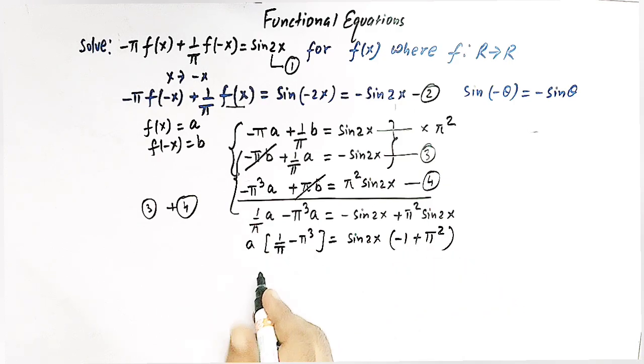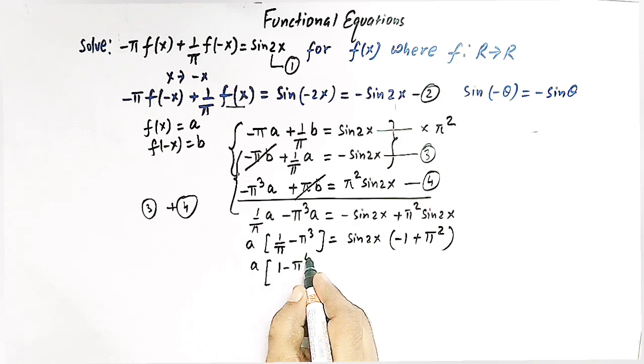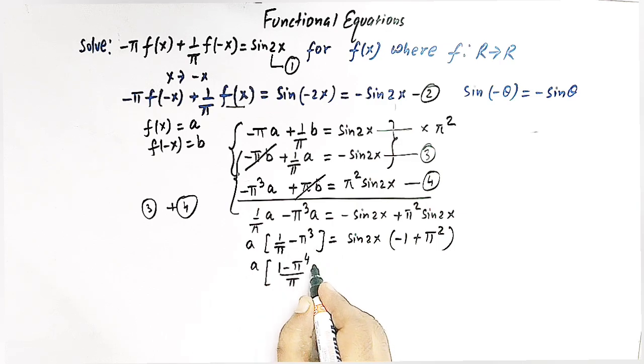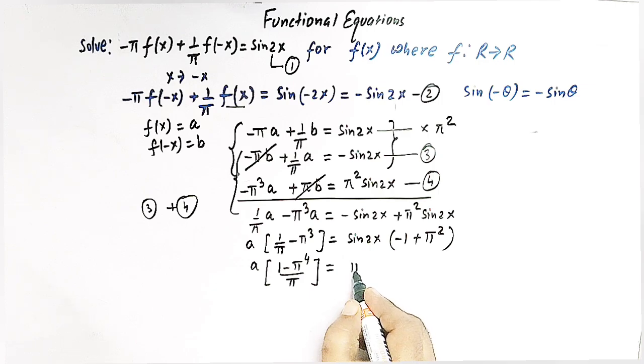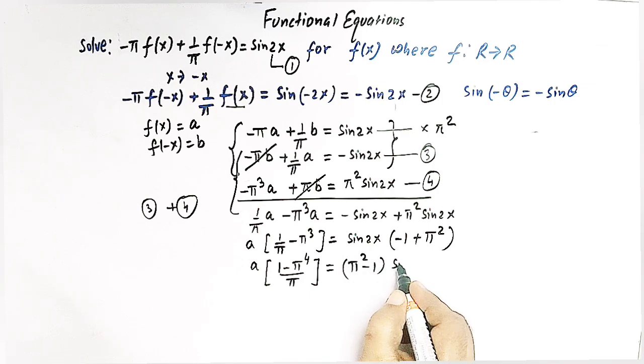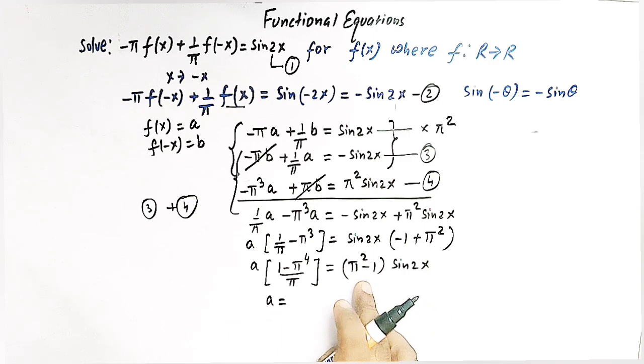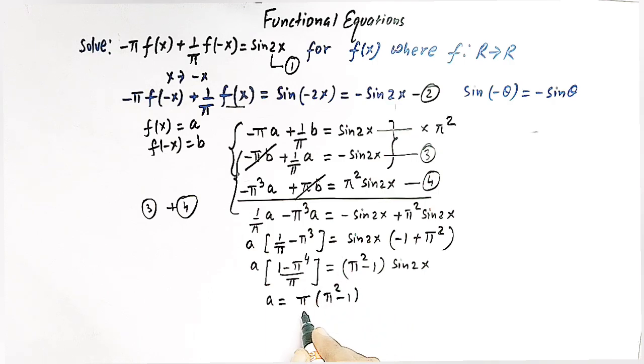Now simplifying, we have a, and then 1 minus pi raised to 4, multiplying pi with pi cube, all over pi, equals pi square minus 1 times sine 2x. Let us arrange the terms: a equals pi times pi square minus 1 divided by 1 minus pi raised to 4, times sine 2x.